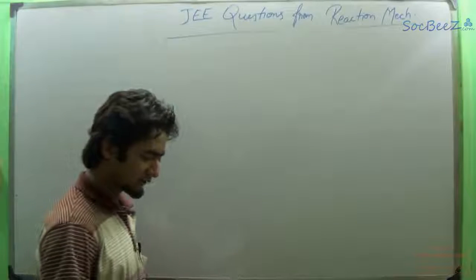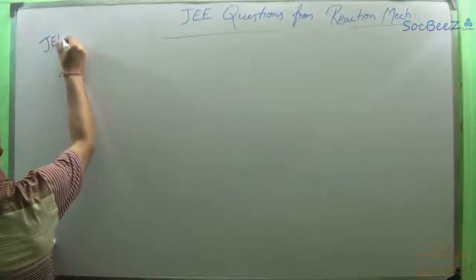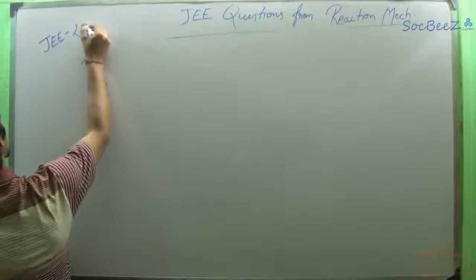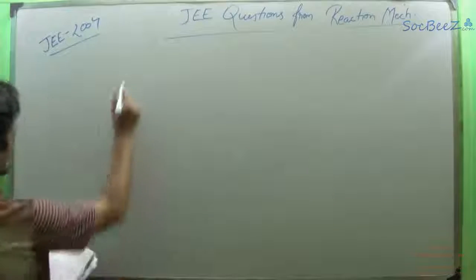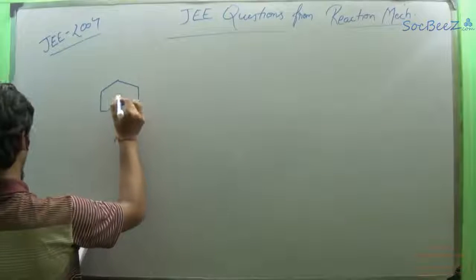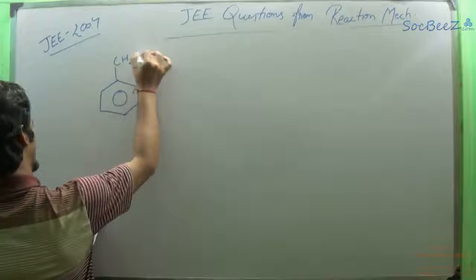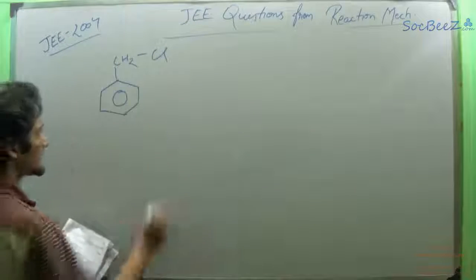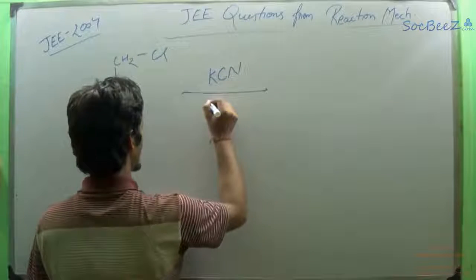Okay, the next question is from JEE 2004. Here, an initial molecule is given, which has a benzene ring with CH2Cl attached to it. Then we have KCN and DMF.